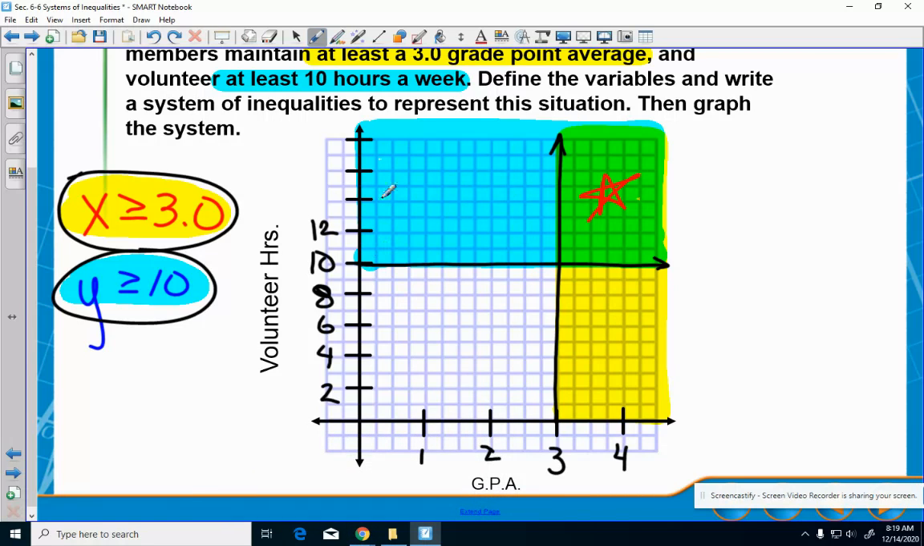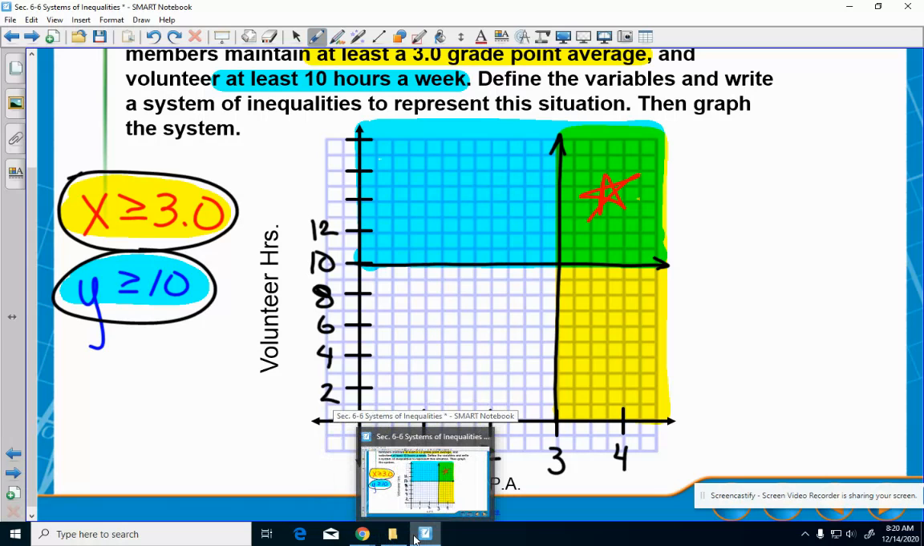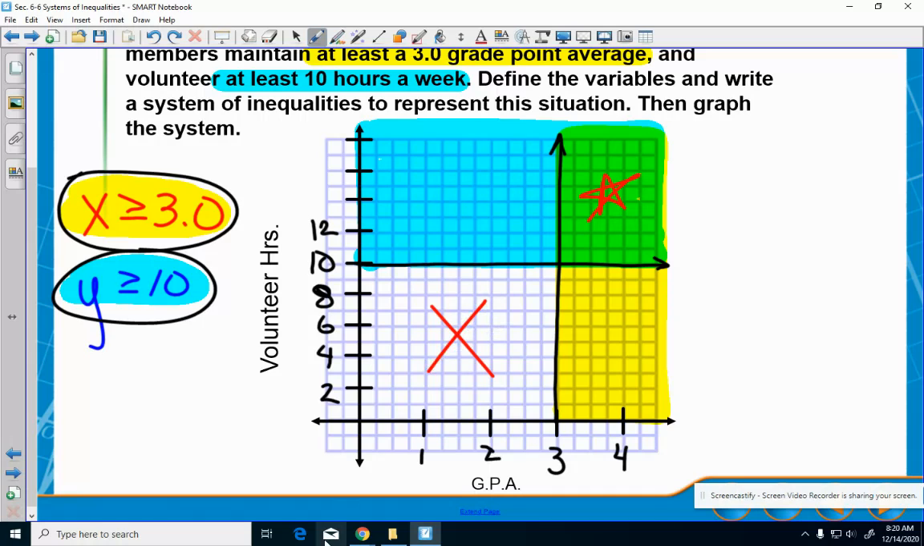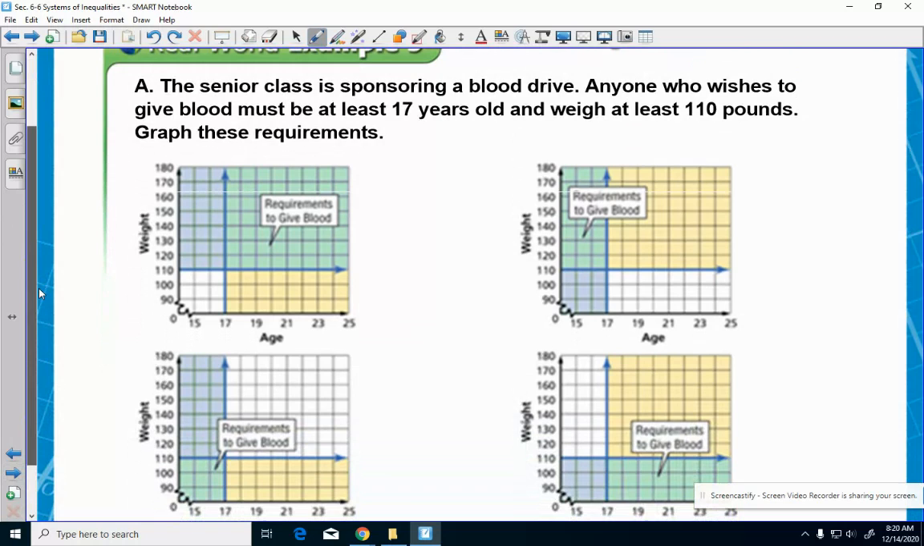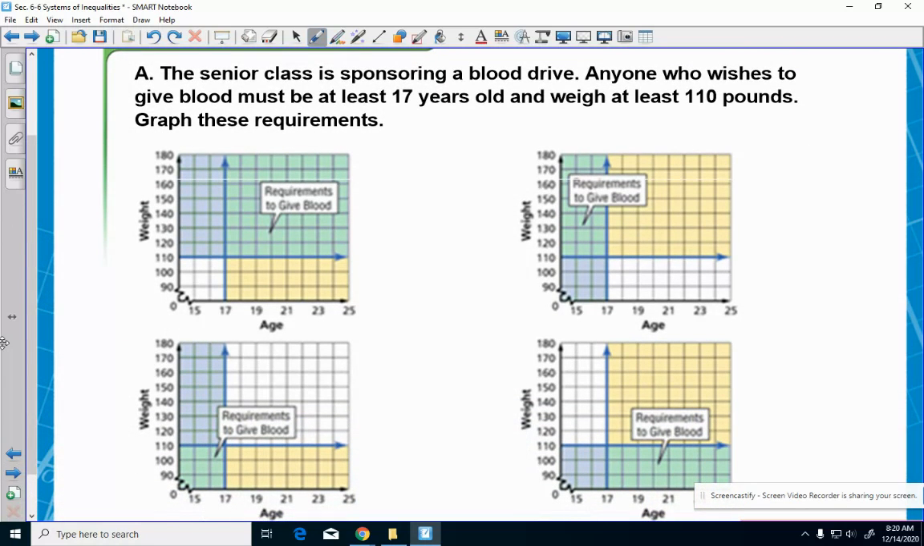Well, what's the blue area? These are people that have the volunteer hours, but they don't have the grades. And then what's this area down here that doesn't have either shaded? Unfortunately, those are people who don't have the grades and don't have the volunteer hours. We do not want to be in this area whatsoever. We definitely want to make sure we're at least maintaining one of these areas, but obviously the green area is the people who get both. So here's a question that follows that same idea, and then we will be done for today.